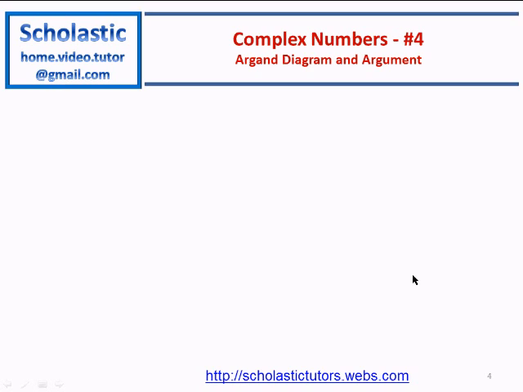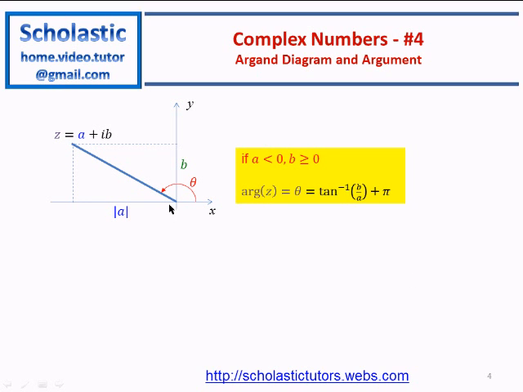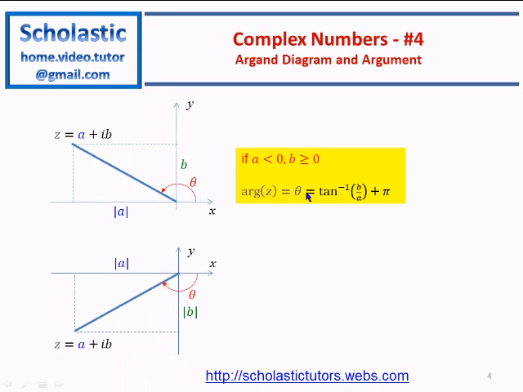In the next case where a is negative and b is positive, the argument is theta equal to tan inverse b over a plus pi. So a is negative and b is positive or equal to 0. Or otherwise, a is negative and b is also negative. The angle is given by argument z is equal to theta is equal to tan inverse b over a minus pi. So in this case, you have plus pi. In this case, you have minus pi.